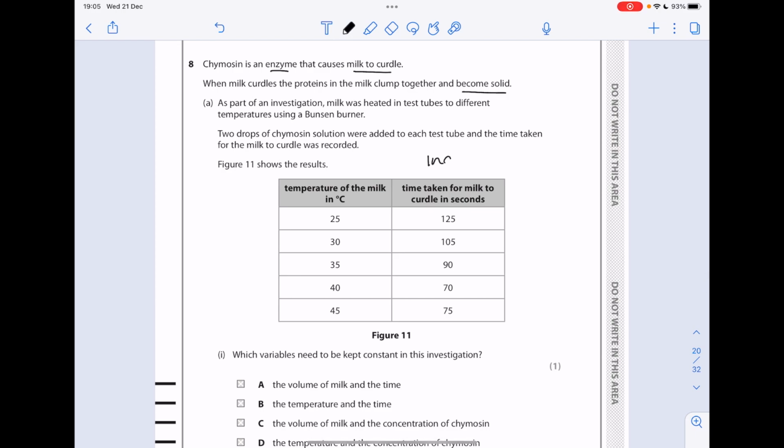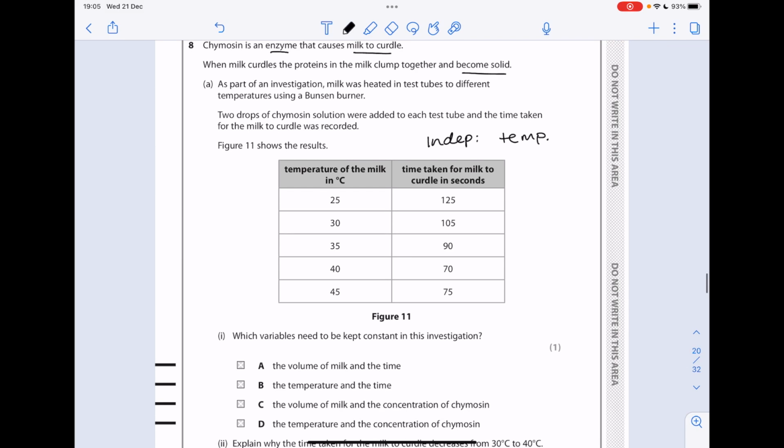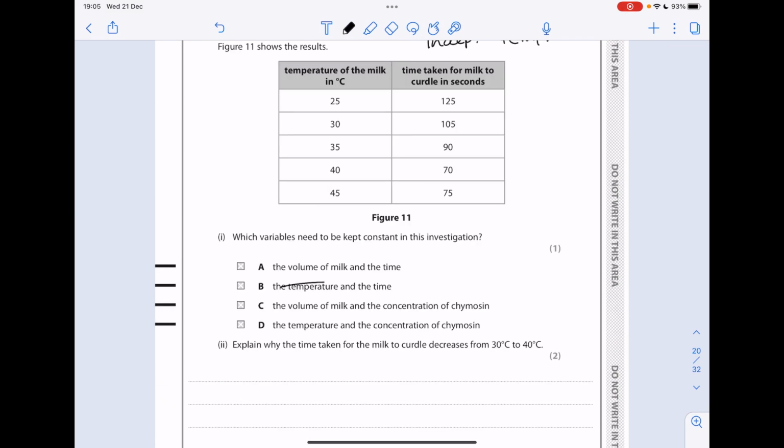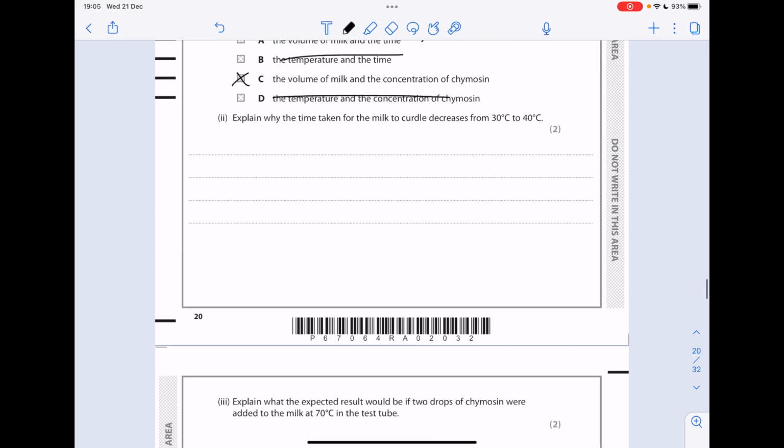So just so we know, the independent variable, what we're changing, is the temperature. So we need to keep other factors the same. We're just going to remove those because we know that they're changing. So what makes more sense, the volume of milk and time, or the volume of milk and concentration of chymosin? Well, we're measuring the time taken. So that's actually your dependent variable. It's not a control variable. So therefore the answer here is C.